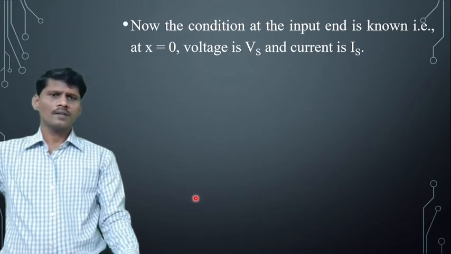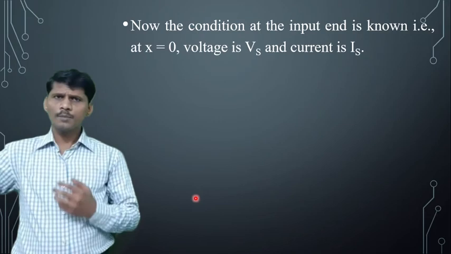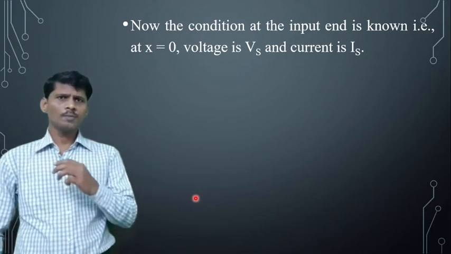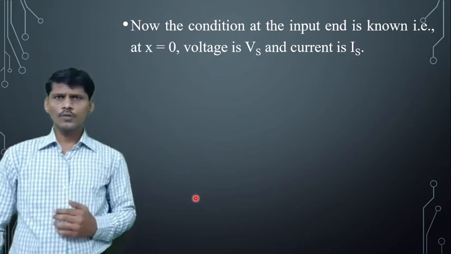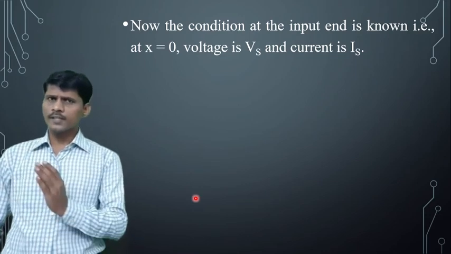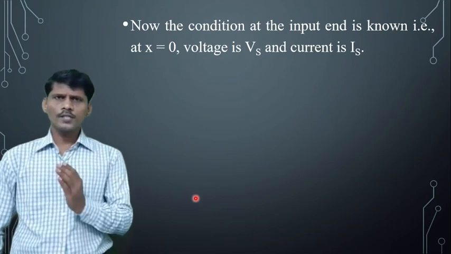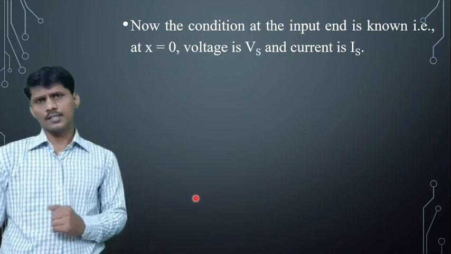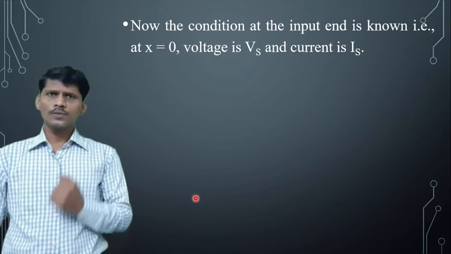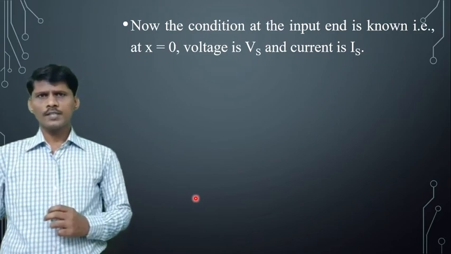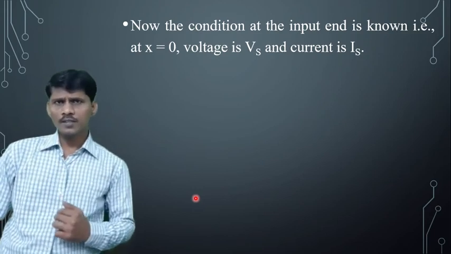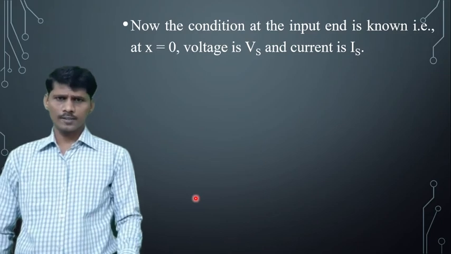Now applying the condition at the input end terminals. What is the condition at the input end terminals? At the input end terminals, that is the sending end terminals, x = 0. At x = 0, the voltage is Vs and the current is Is. Vs is the input voltage or sending end voltage, and Is is the input current or sending end current.